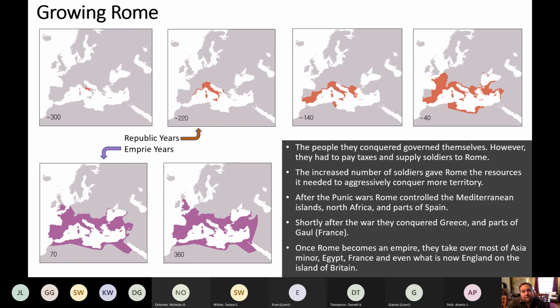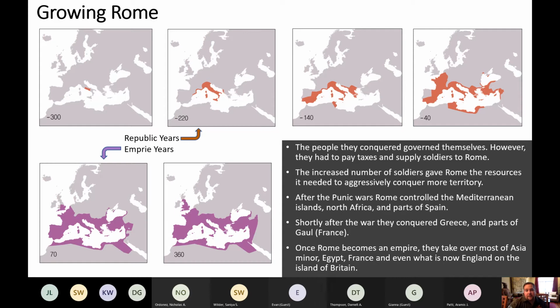So this slide, if it's in that orange reddish color, then that's going to mean that it's the years that it was a republic. And if it's in the purple color, that's going to talk about the years that it was more of an empire. So this is the growth of the territory of Rome throughout this 600-year period.